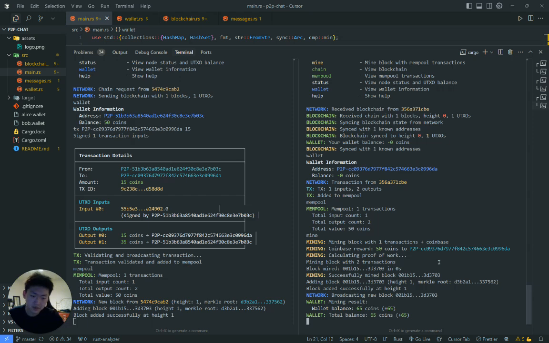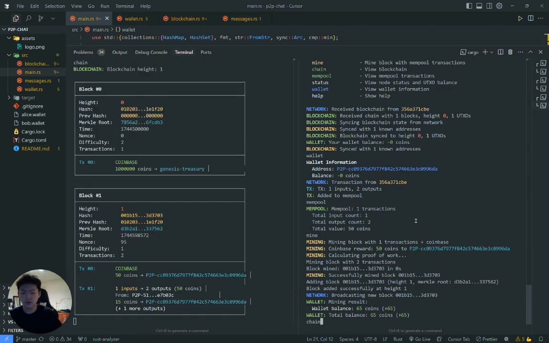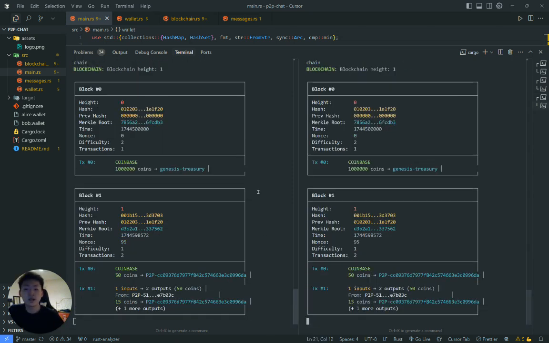We can also see that the block has been broadcast across the network and has been validated and received by Alice. If we run the chain command to inspect the blockchain right now, we can see that the blockchains across the two nodes are identical.